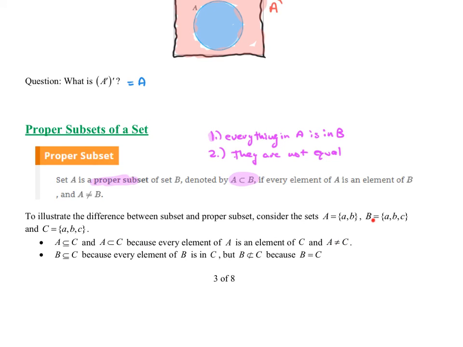And then it says B is a subset of C. Well, they're equal, so that's true. Everything in B is in C. And it says B is not a proper subset of C. Why is B not a proper subset of C? Is because not only are they subsets, everything in B is in C, but they are equal. So that makes it not a proper subset.